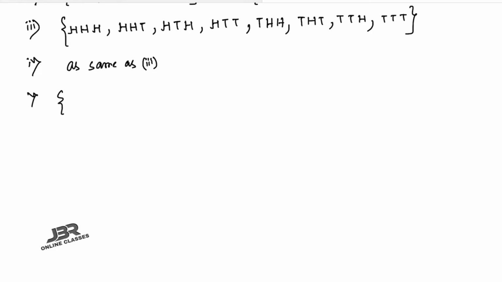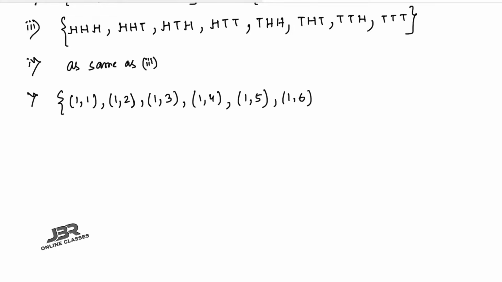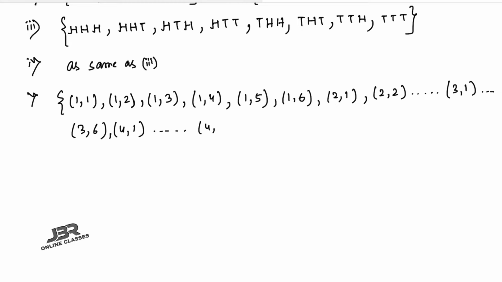So here the sample space, die means 1 to 6. So first one will be 1, 1, then 1, 2, then 1, 3, then 1, 4, then 1, 5, then 1, 6. After that 2, 1, then 2, 2. In this way, 2, 3, 2, 4, 2, 5, 2, 6. Then 3, 1, 3, 2, 3, 3, 3, 4, 3, 5, 3, 6. After that 4, 1, then 4, 2, 4, 3, 4, 4, up to 4, 6. Then 5, 1, 5, 2, 5, 3, up to 5, 6. And last one 6, 1, 6, 2, 6, 3, up to 6, 6. So these are all the sample space.